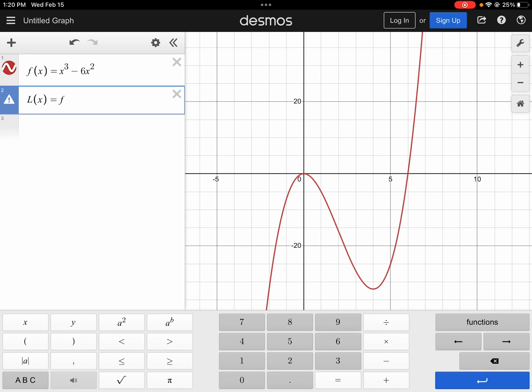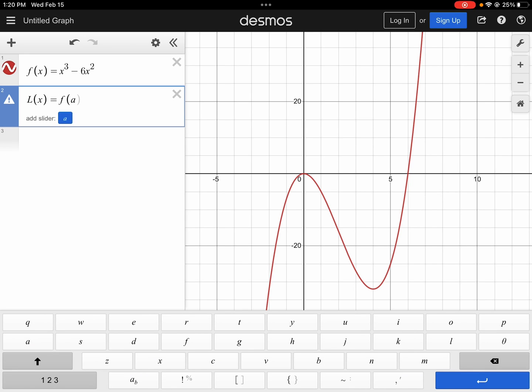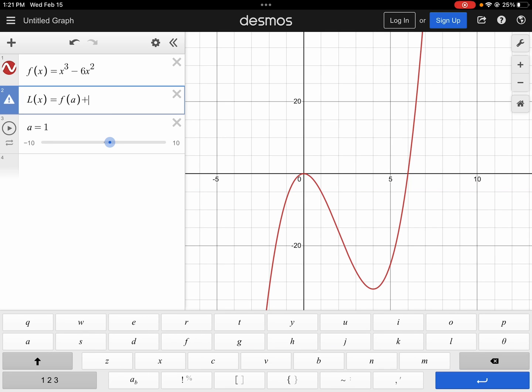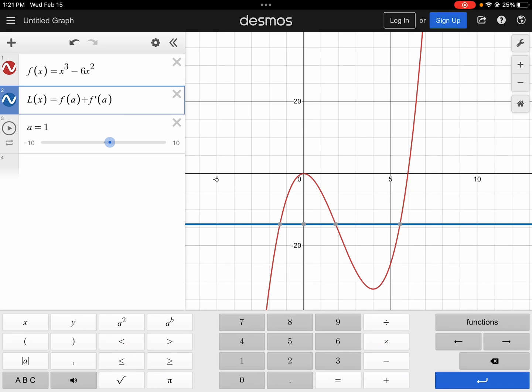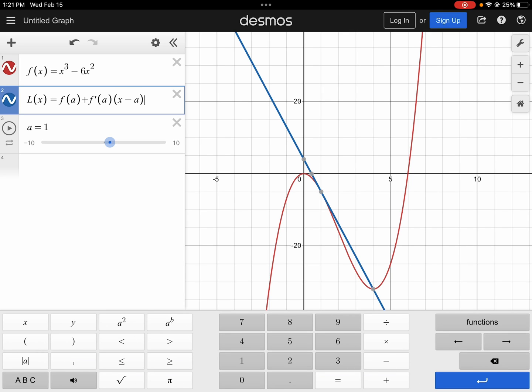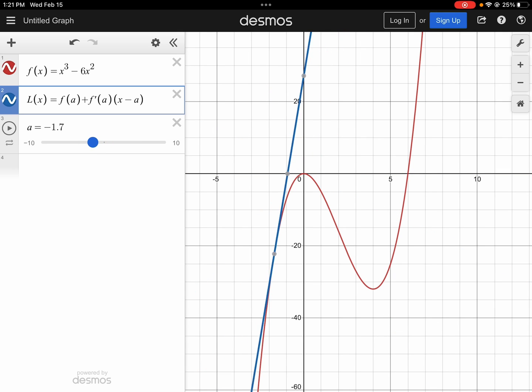And let's rewrite it using function notation for any value of a. That means I can add a slider for a, and we can look at all different coordinates of a. That would be plus f prime, our derivative at a, and then we multiply that by x minus a. That finalizes the equation of your tangent line. And as you can see, as I change the values for a, I move along the curve. You can see different things happening to our tangent line as we move along.